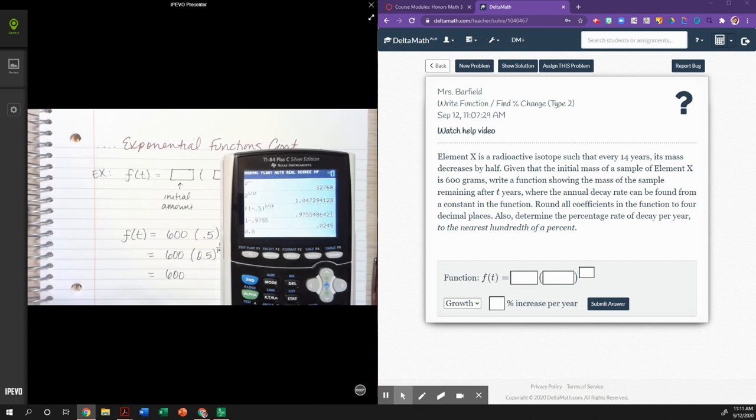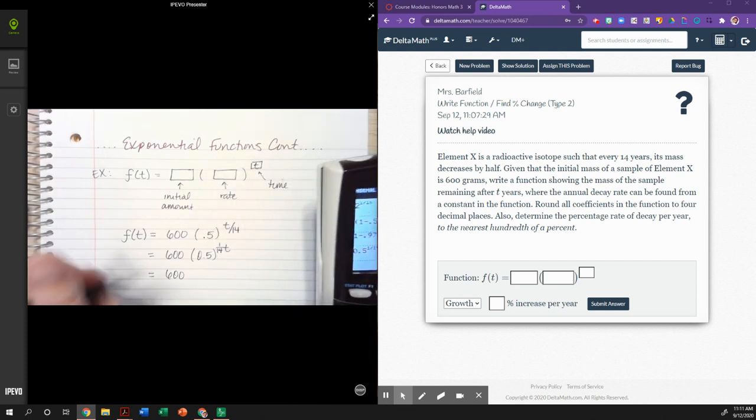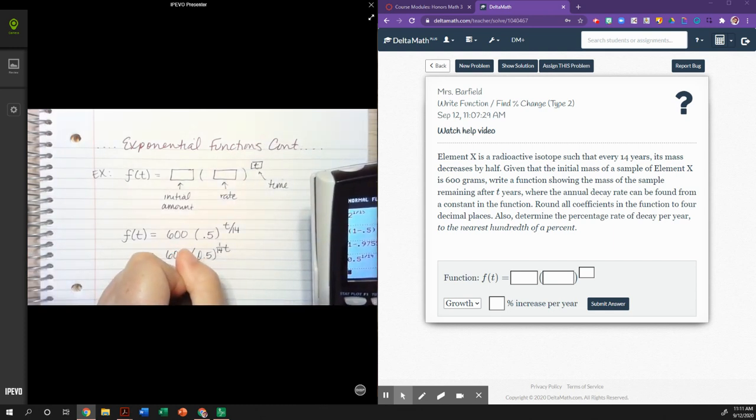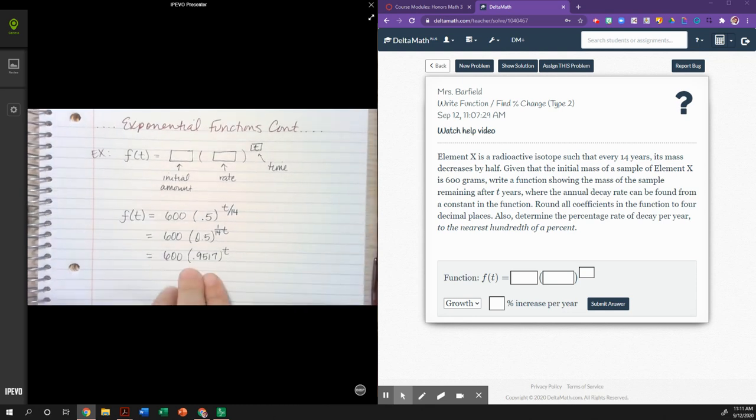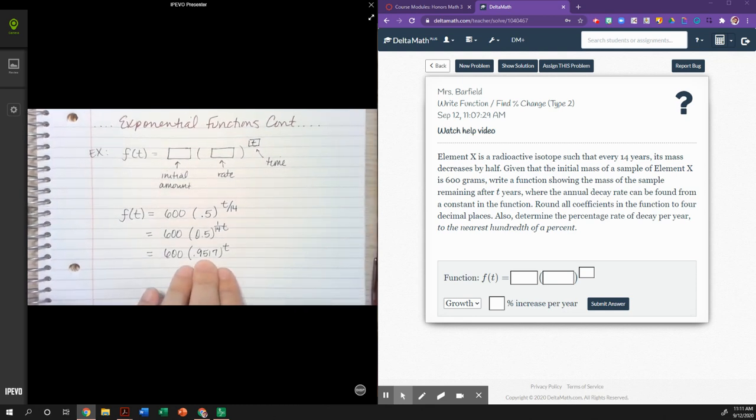So 0.5 exponent to the 1/14th. Okay, all right, so now that gives me 0.9517 to the t. All right. So what that tells me is I now have my yearly decay rate. So how much is my isotope going to decay each year? Whereas this equation was only set up to tell me, if I plugged in 5 years, I had to do all this work to get my decay rate per year. Whereas now I know my decay rate.